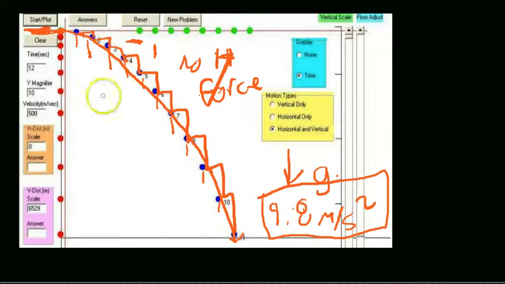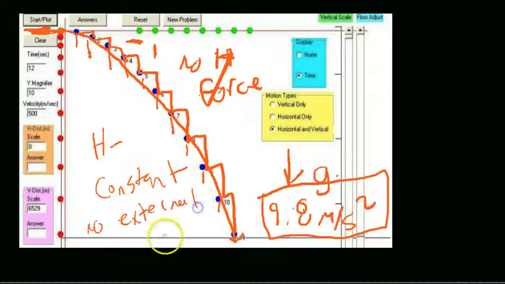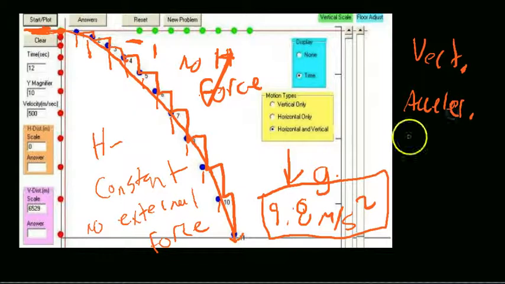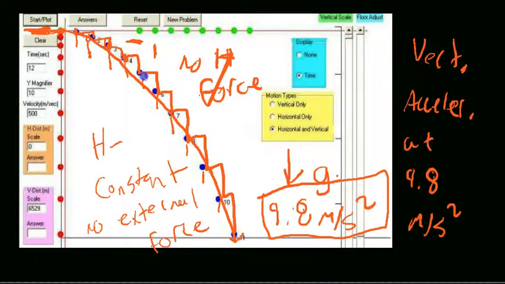So the horizontal component is completely constant. No external force. But downward, vertical v is accelerating at 9.8 meters per second squared. So the result is a ball that increases in vertical distance each second but remains constant in horizontal distance each second. And that is a basic introduction to parabolic projectile motion.